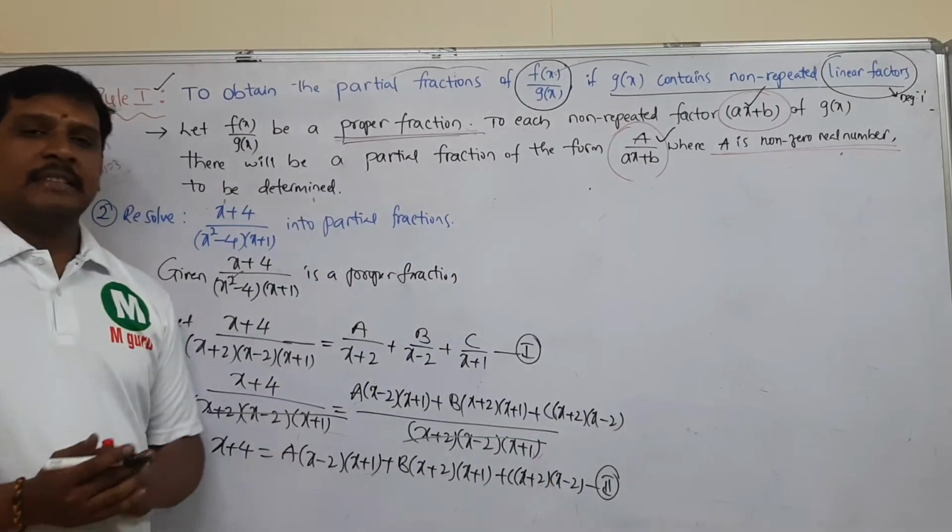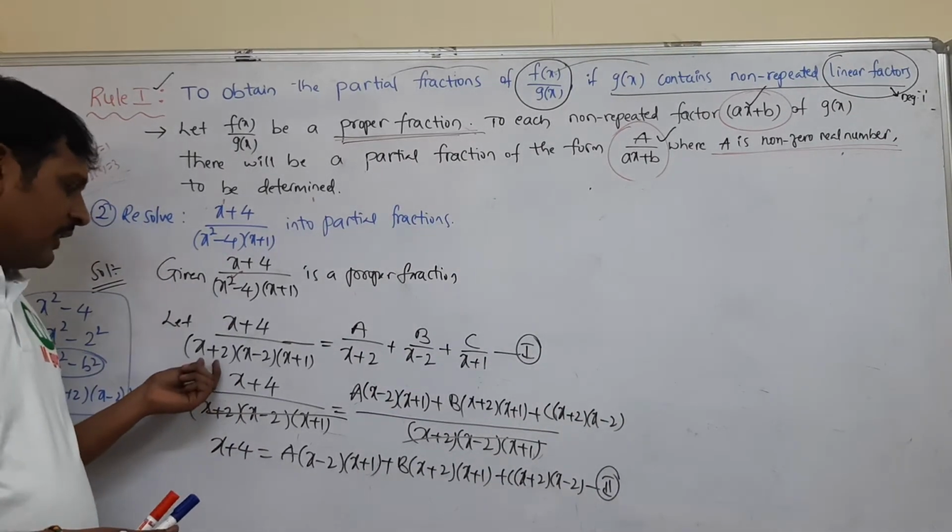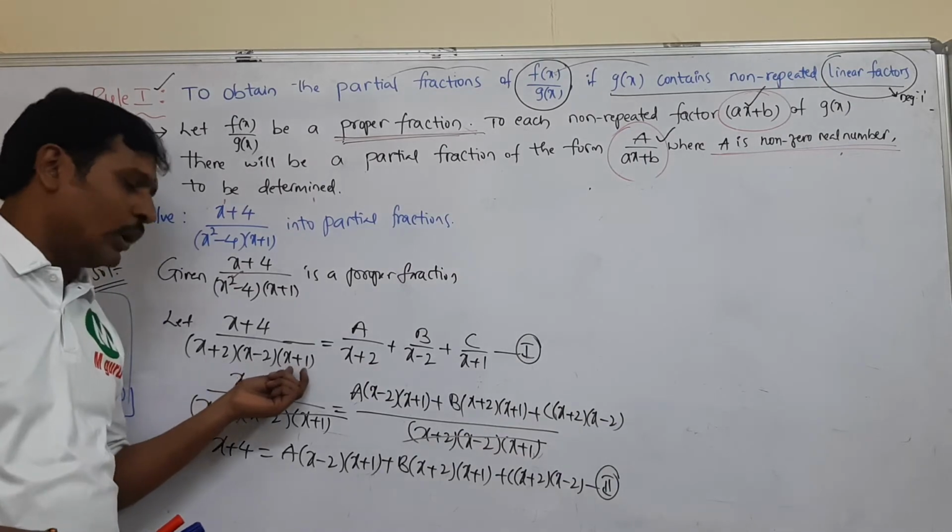Now once again, same as the previous problem, let us substitute the values. So what are the linear factors we have? X plus 2, x minus 2, x plus 1.